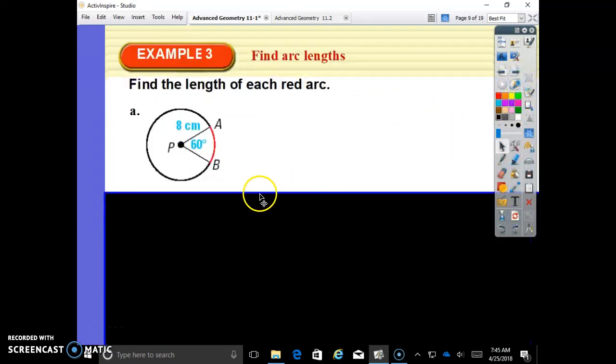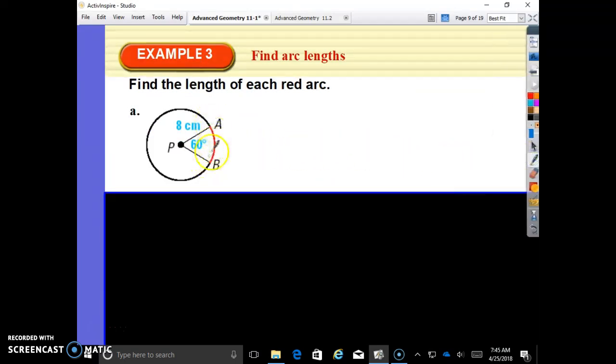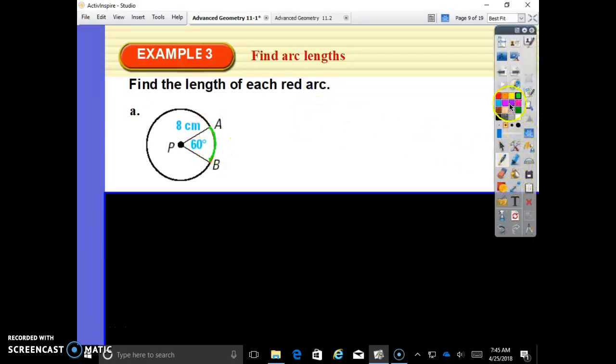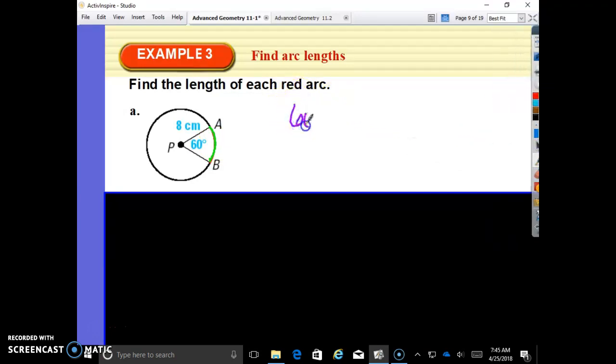Find the arc length of each red arc. So this isn't asking for the degrees. It's not saying 60 degrees. They want to know the length, so the portion of the circumference. So I like to do proportions for everything. I think that they're just super easy and convenient. So if you just do a proportion, 60 degrees out of 360 degrees equals what part of the circumference out of the whole circumference? 2 pi r.